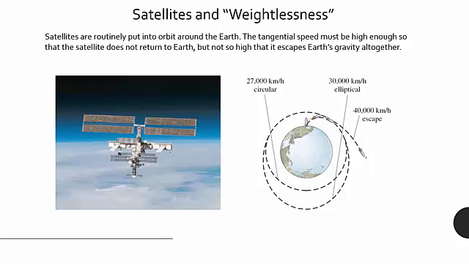If you go too fast, though, then it will not come back, and it will escape the gravitational field of the Earth. So for things like the International Space Station or communication satellites, we tend to not want them to fly away, but to orbit around Earth so that we can use them for something.